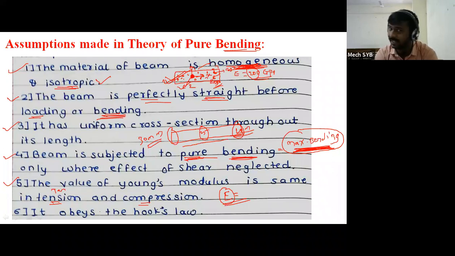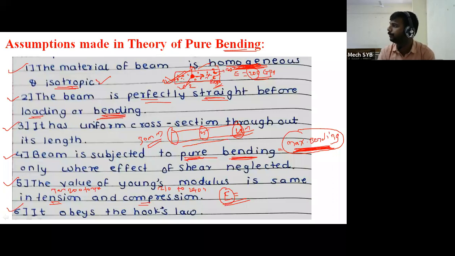याचा अर्थ असा नाही की इफ बीम इज सब्जेक्टेड टू द टेन्शन देअर मटेरियल प्रॉपर्टी विल गेट चेंज फ्रॉम 200 gigapascal to 250 megapascal. If beam is subjected to compression, then their Young's modulus will be changes from 210 to 240 gigapascal. It is not taking place, and it is also not happening during the bending stress calculation. Therefore, the fifth assumption, the value of Young's modulus is same in tension and compression. And last assumption, that is it obeys the Hooke's law.